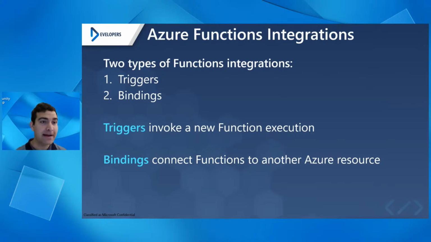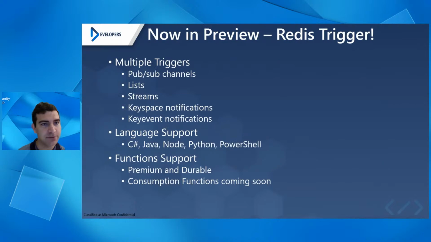And then the second is bindings. Bindings are basically easy ways to get data in and out of another Azure service. There's a whole pile of Azure services that support these integrations with functions. That list is growing. And the newest addition to that list, I'm pleased to say, is Azure Cache for Redis.